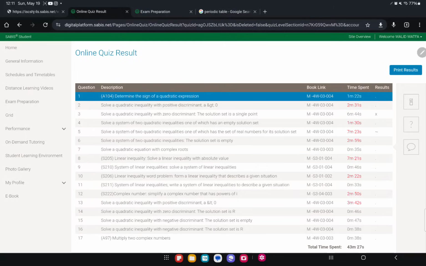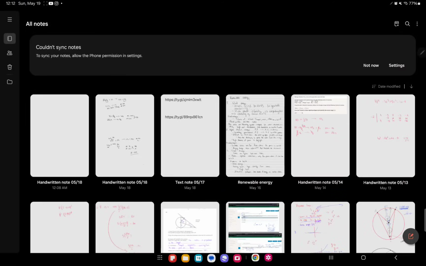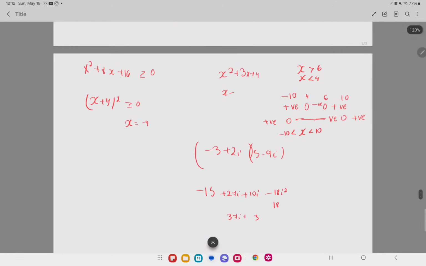Before starting, I'm going to try explaining the new thing. The new thing is determining the sign of a quadratic. Let's say I give you any quadratic, for example x squared plus 7x plus 12, and I tell you it's greater than 0. Actually, let's keep it greater than 0. I'm going to tell you to solve this.